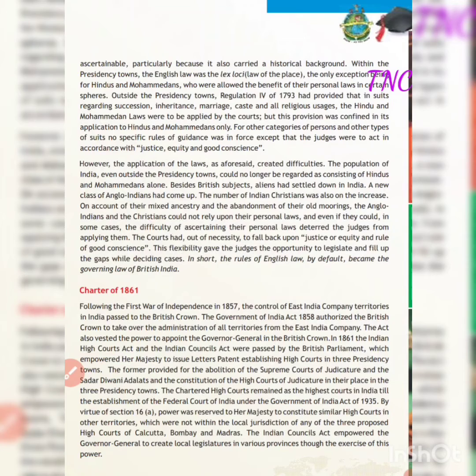So a mixed match happened. There is matching or mixing of two religions. So every person has its own law to be applied as per the religion which he or she is following. So there was a difficulty that how could I apply different personal laws, and there was a difficulty in front of the judges how to interpret it and how to apply it on various different people that belonged to different religions. The courts had out of necessity to fall back upon justice or equity and rule of good conscience.